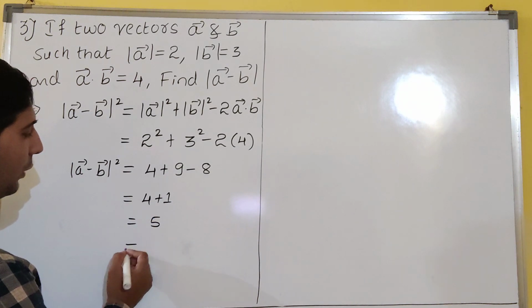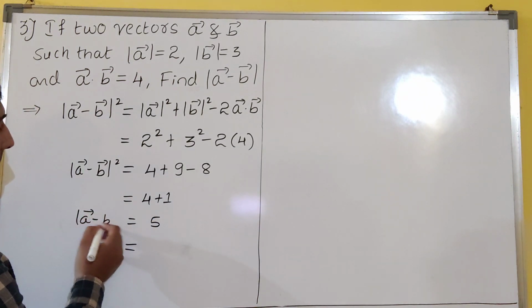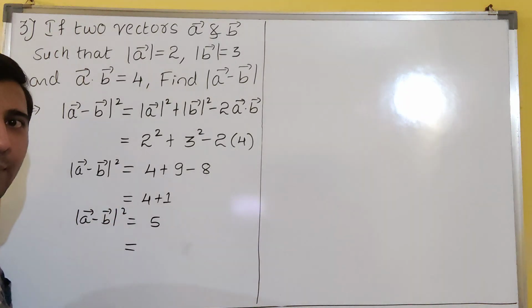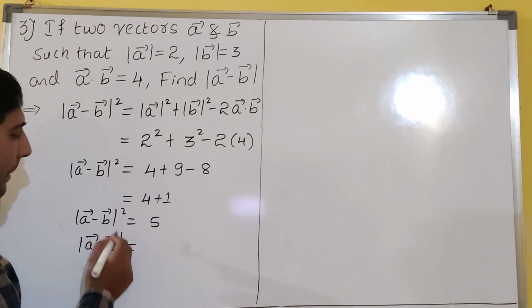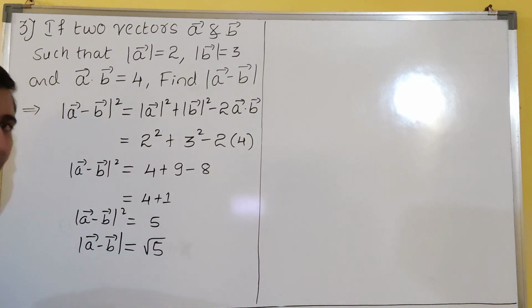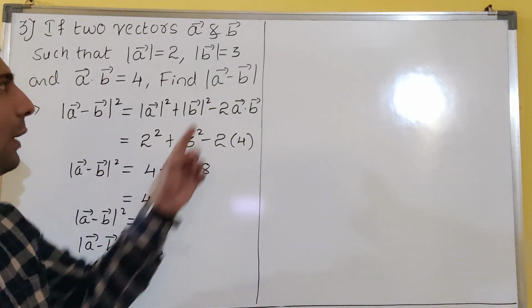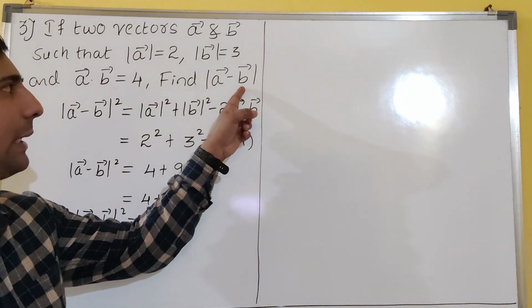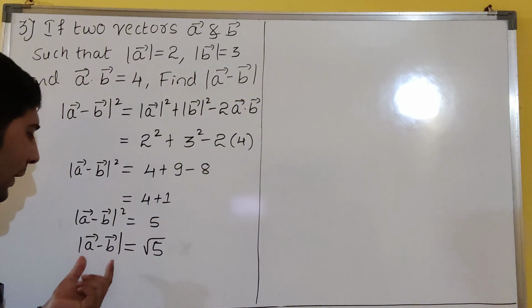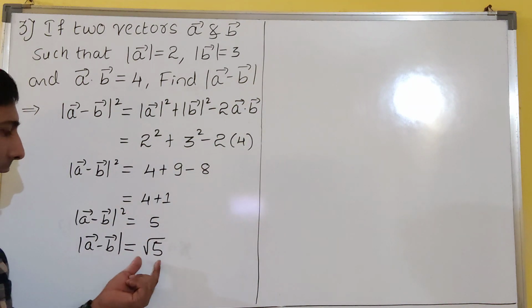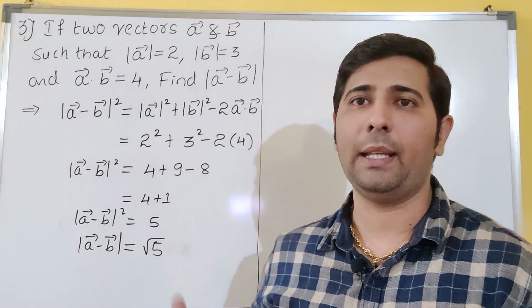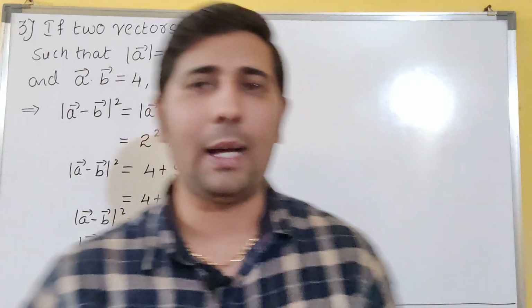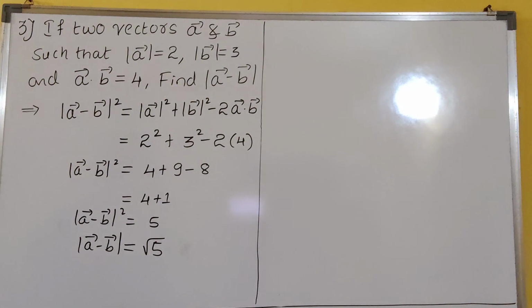That is 5. So now this is magnitude of vector A minus B whole square, dear students. If you take square root on this side, magnitude of vector A minus B is square root of 5, which is the required answer for our question. Find magnitude of vector A minus B, he has asked. Here we got magnitude of vector A minus B is equal to root 5. I hope it is clear for you. If you are not understanding anything, you can ask me or comment, I will update with your answer. Fine, so we will see the next question.